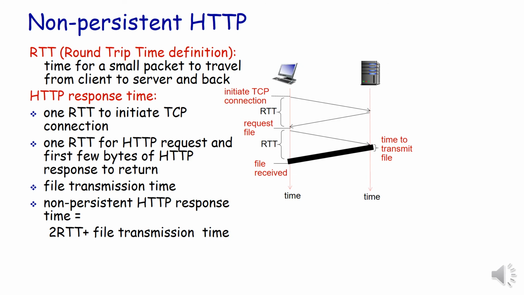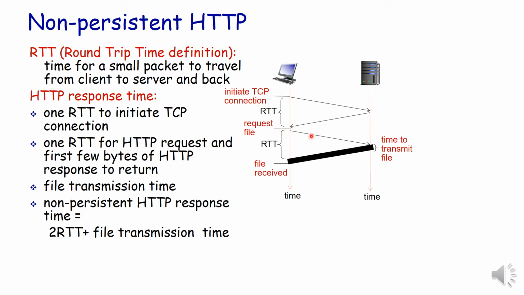In a non-persistent connection, the connection establishment takes 2 RTTs. RTT is the round trip time. It is the time required for a packet to travel from the client to the server and back. From the client to the server and return, these together form one RTT. One RTT is taken for the TCP connection establishment. This much time is for connection establishment.